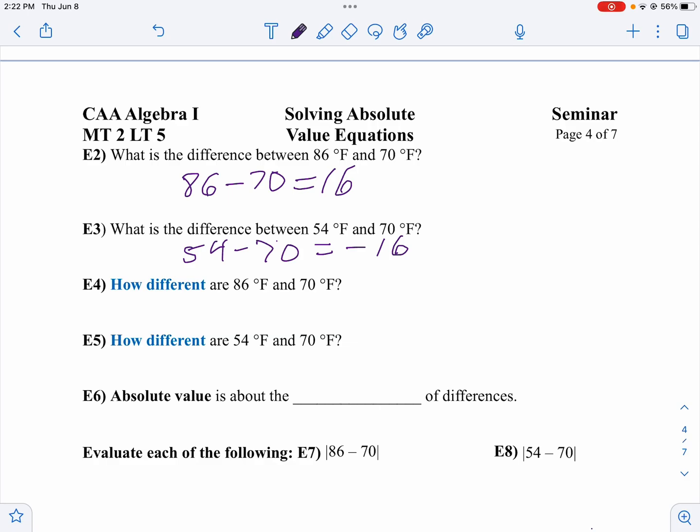So how different are 86 degrees and 70 degrees? Well, there's 16 degrees difference. How different are 54 degrees and 70 degrees? There, 16 degrees difference. So absolute value is about the magnitude of the differences. Absolute value, we don't care about the signs. So it's the magnitude, or you think about the distance between those two numbers.